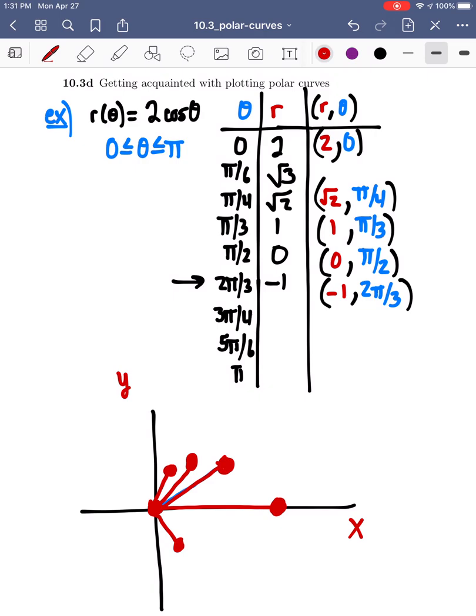Okay, well, let's check out the next value. At an angle of 3 pi over 4, r is equal to 2 times the cosine of 3 pi over 4. And, well, the cosine of 3 pi over 4 is, sorry, negative square root of 2 over 2. So our r value here is just negative square root of 2.